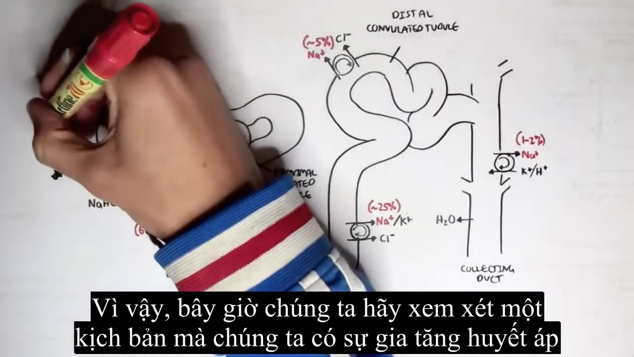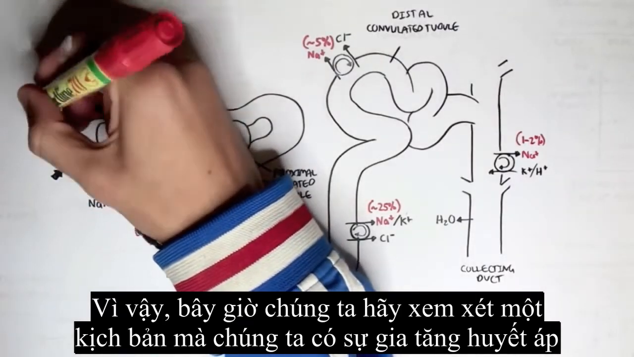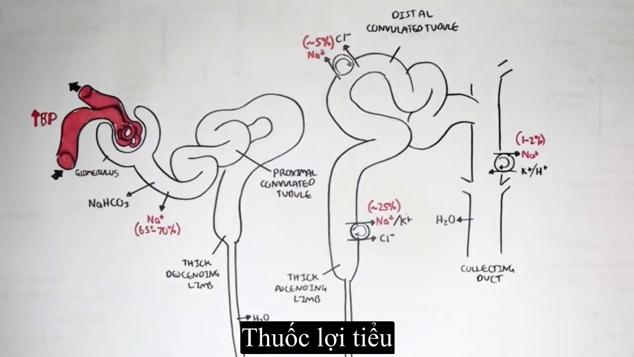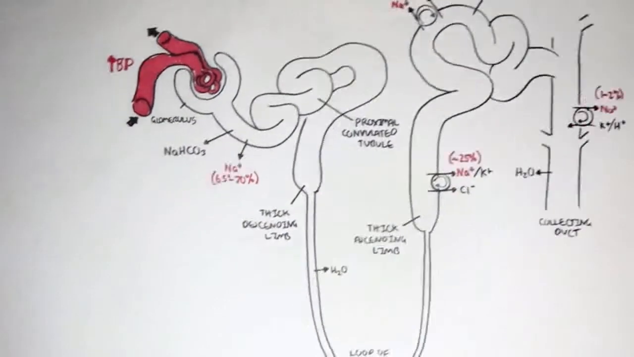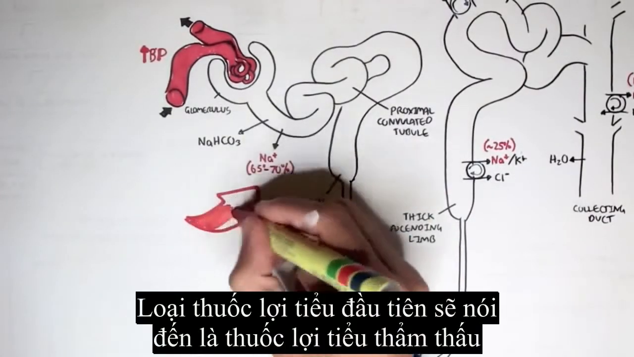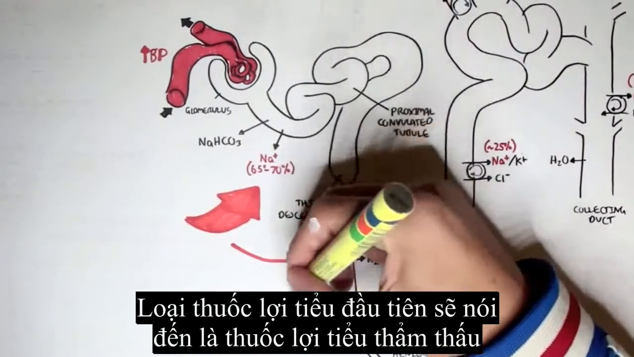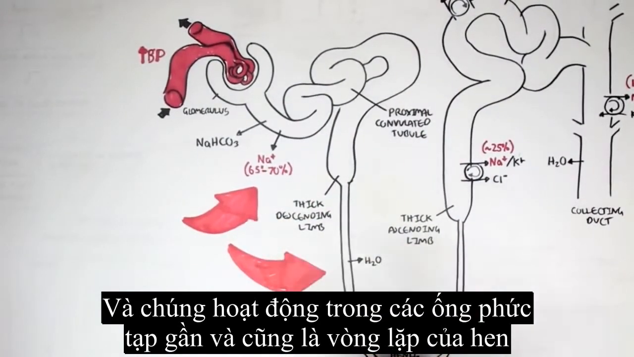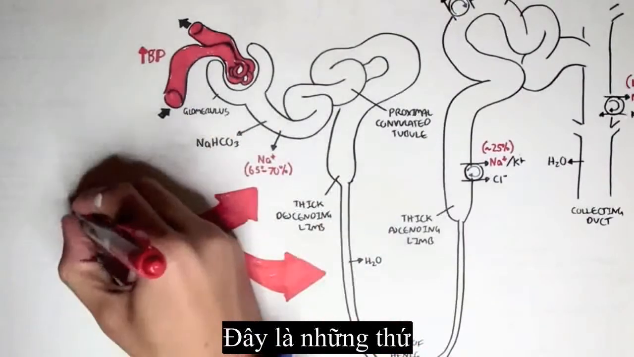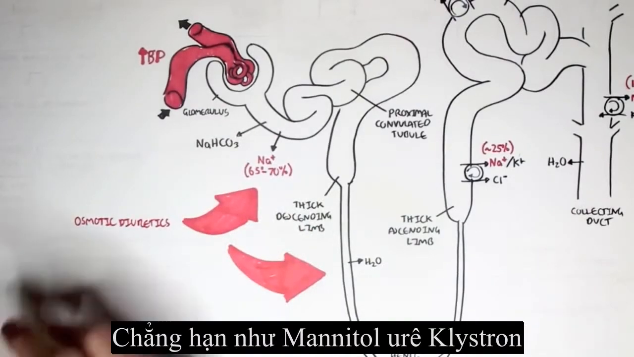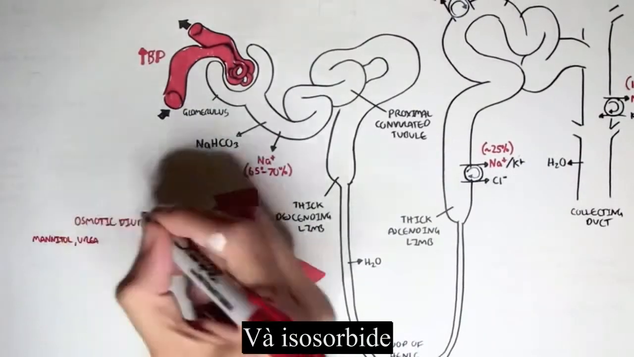So now let's look at a scenario where we have an increase in blood pressure and see how diuretics work to decrease blood pressure. The first type of diuretics we'll talk about is osmotic diuretics, and they work in the proximal convoluted tubules and also the loop of Henle. These are things such as mannitol, urea, glycerin, and isosorbide.